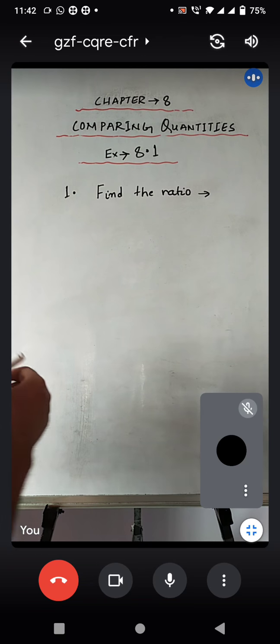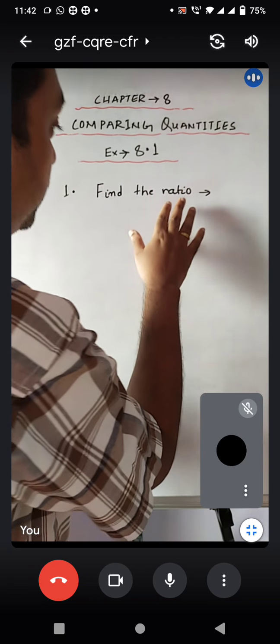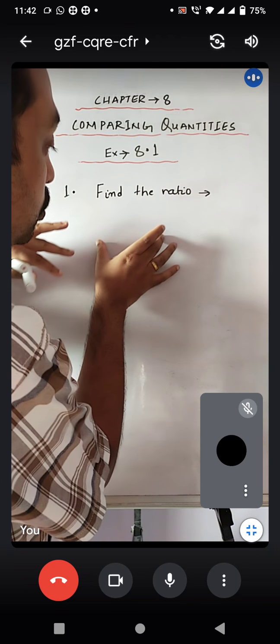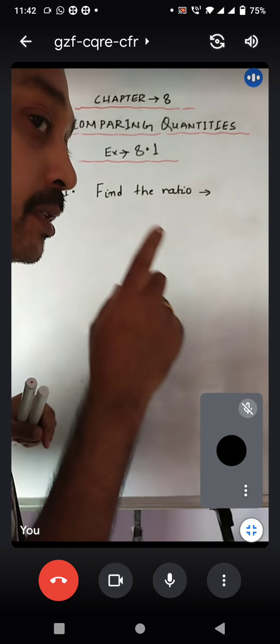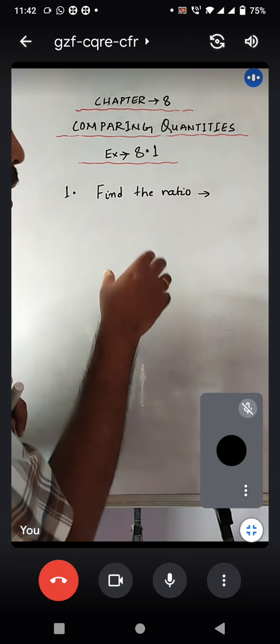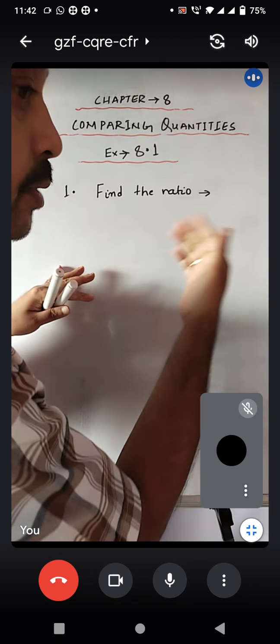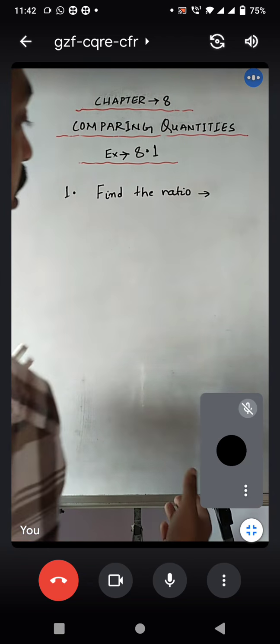It's very easy. One thing which I want to say about the ratio is that at least two terms will always be given. It's not that only two terms can be given, but at least two terms will be given for a ratio. It could be 3 also, it could be 4 also, depending on the question.